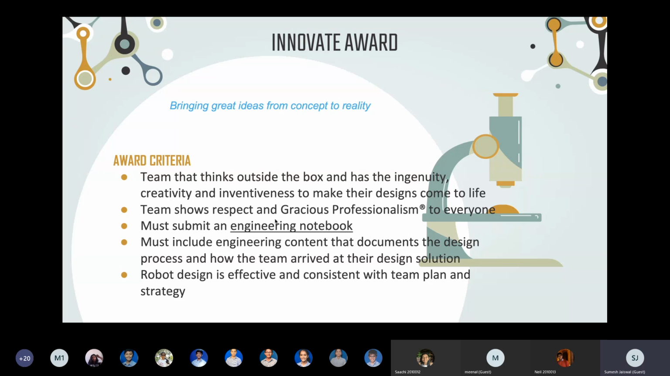And in your engineering notebook, you need to explain your ideas. You need to explain how you took your idea from just an idea to a part of your robot. How did you take it and put it in your robot? When you started, it might just be a wild idea, but when it is in your robot and it's working, then you show the judges when they come and visit you how effective your idea is and how effective your innovation is. So that's what the Innovate Award is all about.